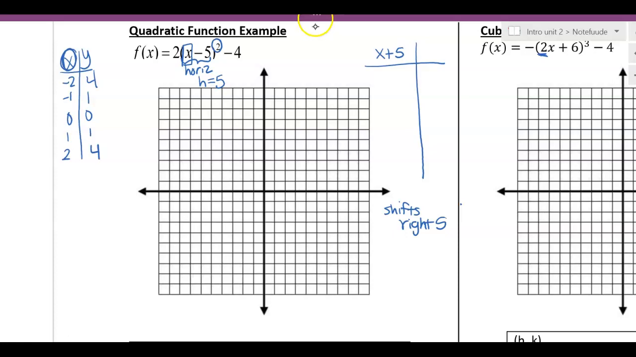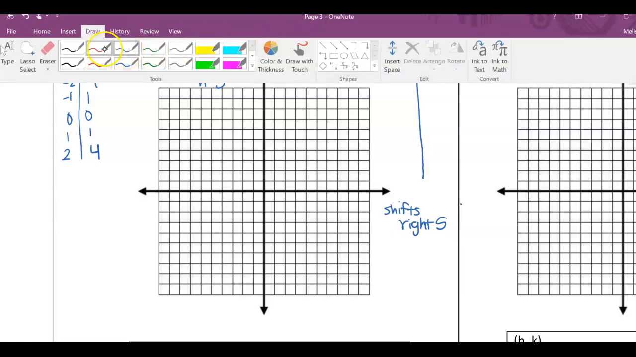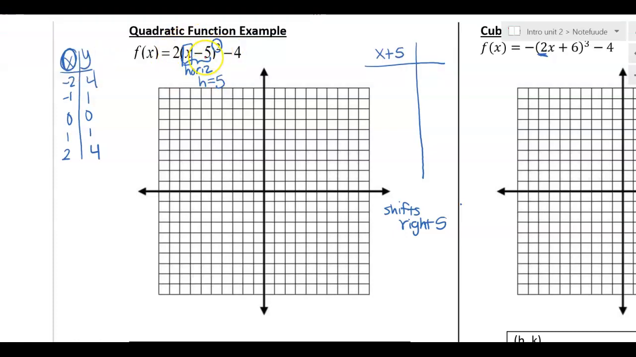The other things that are happening in the function here would happen after it was squared. So I would do something with the 5, then I'd square it. After I was done squaring it, I would multiply by 2 and then subtract 4. And we always do multiplication before we do any addition or subtraction. And we want to follow that same order of operations when we're setting up our table. So vertically, we have a vertical stretch by 2. So that means y is getting multiplied by 2.